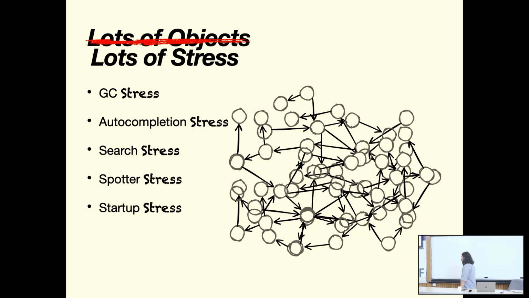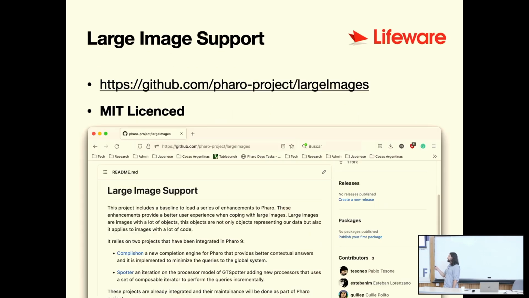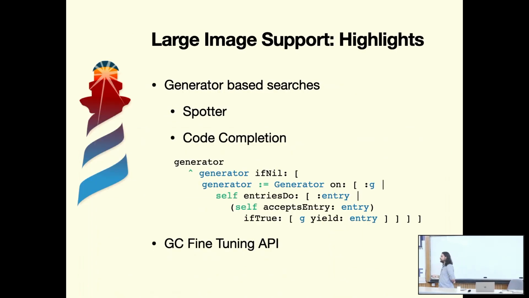So 2 years ago, I don't know, somebody will tell me something more precise, we started to work with Liveware, so the consortium started to work with Liveware on large image support to be able to work with images that have several gigabytes of code. So lots of code, lots of methods, lots of classes. So there is the package. If somebody wants to get it, it's MIT. I will highlight some of the stuff that was being done during last year or 2 years ago. I don't remember now. I'm old, sorry.